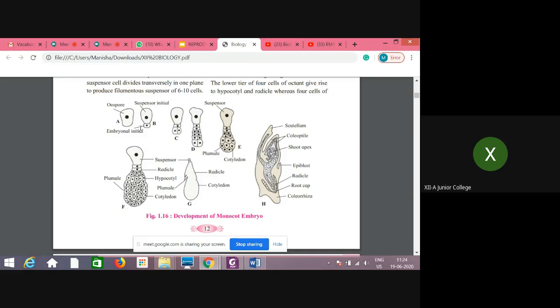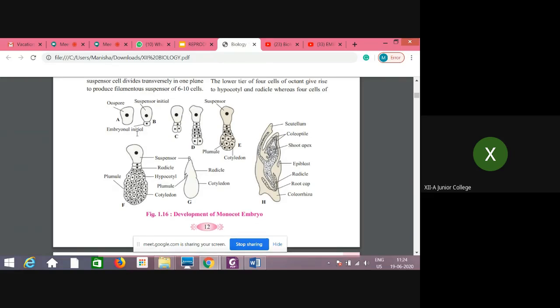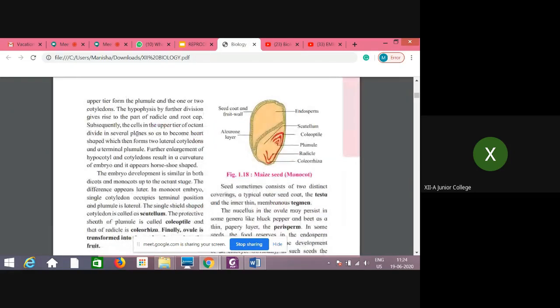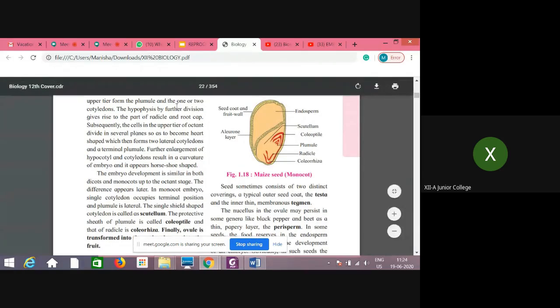Already in the previous diagrams of development of dicot, it is very clear. So I will not come to these diagrams, but now directly we'll come to this diagram, that is the maize seed, how it results, how the formation of this maize seed happens. Now what is this? You just try to understand.